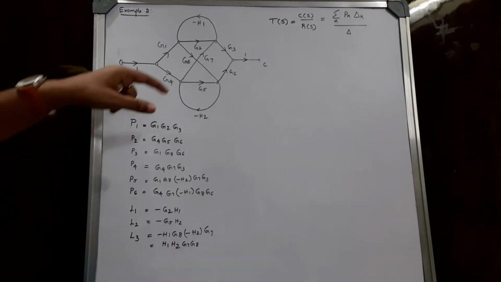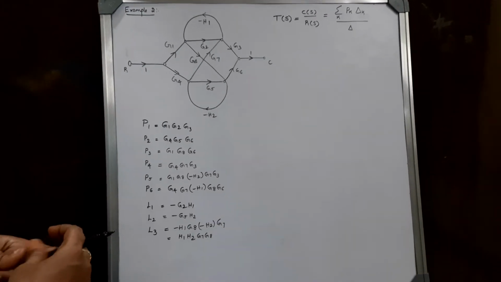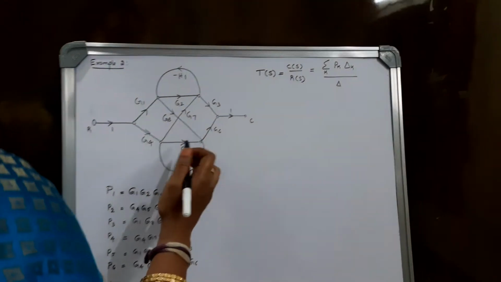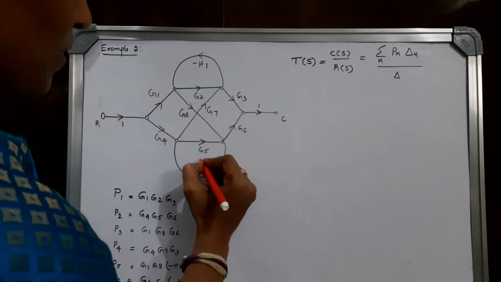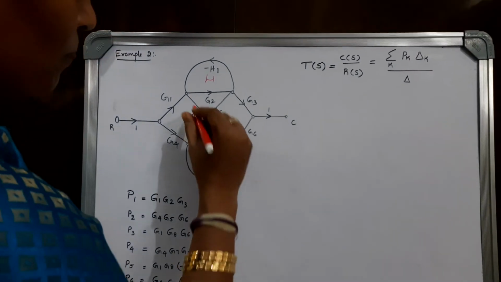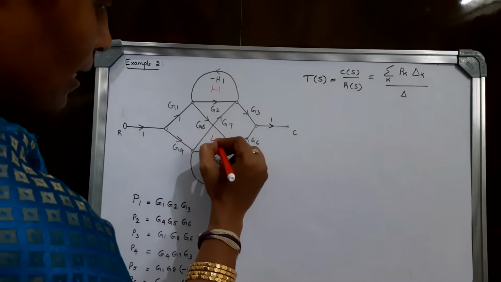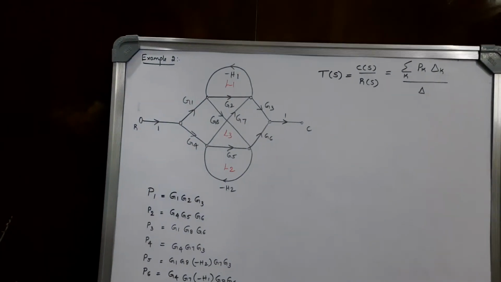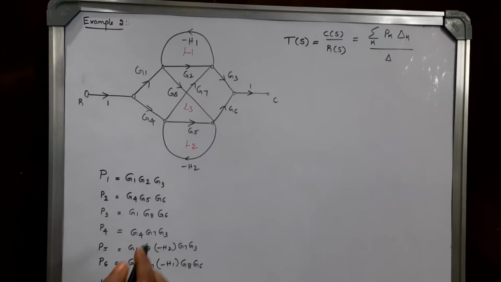Now we need to find out non-touching loops. We know very well non-touching loops are the loops which do not share a common node. So totally we have how many loops? 3 loops. This loop being L1, this loop being L2, and this outer one being L3. I will be writing that as L3 here. So I need to find out the combination of non-touching loops here.